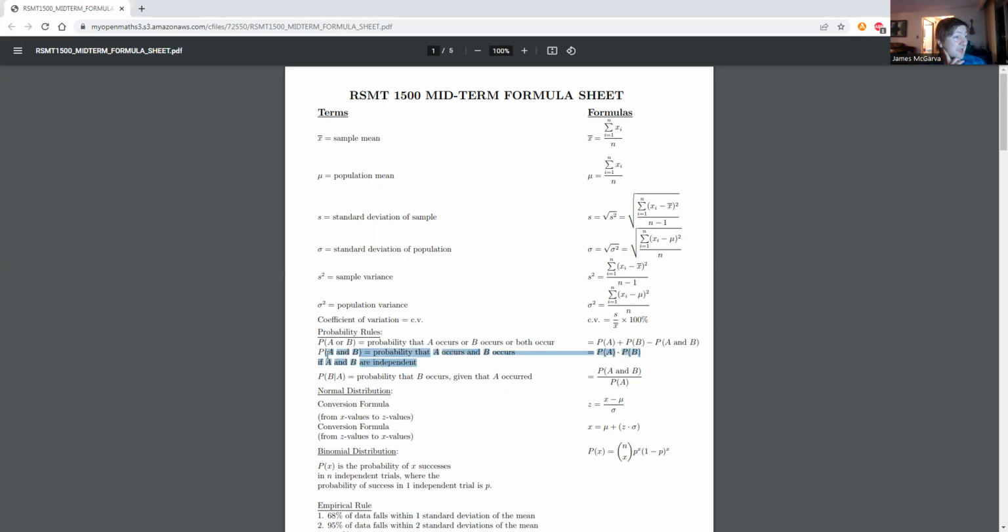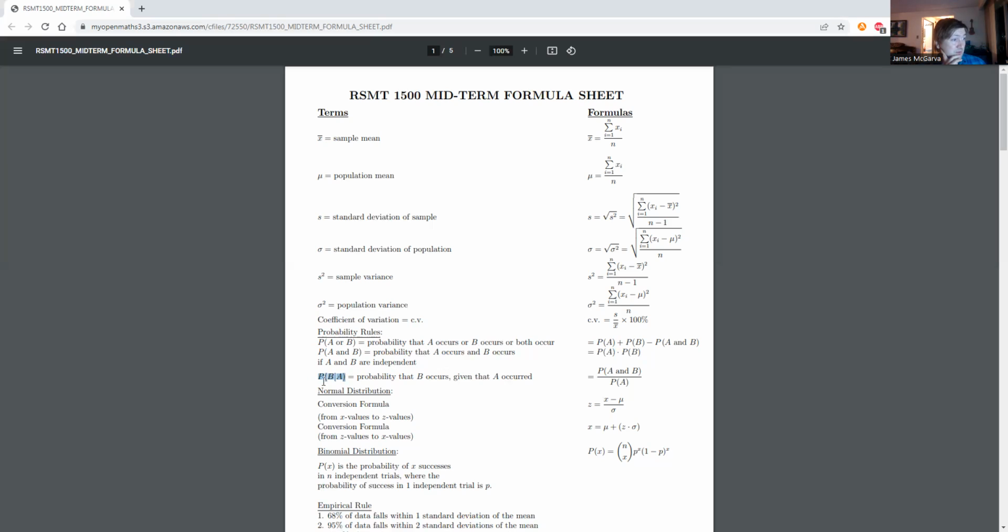The probability of A and B, if they're independent, you get by just multiplying the A times the B. If they're not independent, then this does not work. The probability of B given A, this is a conditional probability.